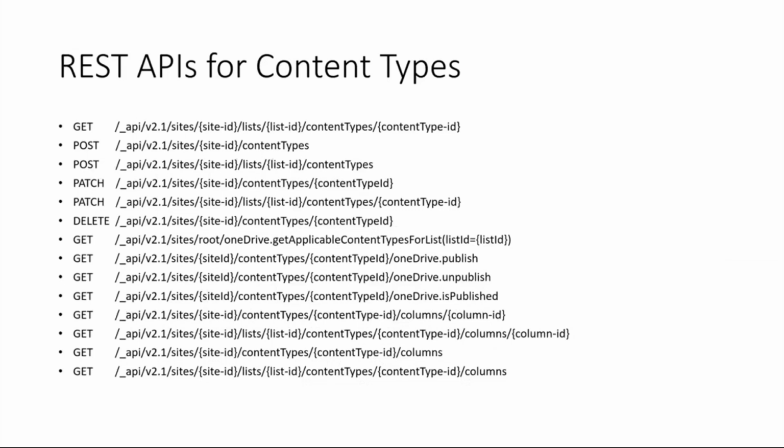So these are just a few of the APIs that we are providing shortly. As you can see, you can list all the content types at the site level or at a particular list level. You can update content types at a particular site or a list level. You can delete a content type. And for all the other gets at the bottom, they also support patch and delete. You can publish the content type. You can add columns, remove columns from the content type. You can reorder columns in the content type. So these are some of the APIs that we are going to provide going forward. That's pretty much what I have.